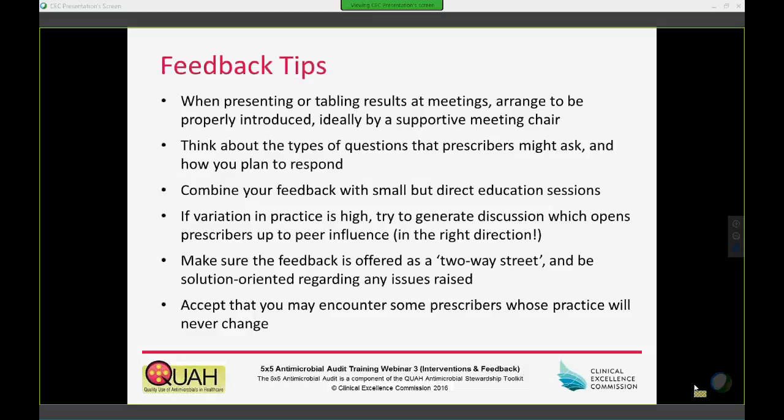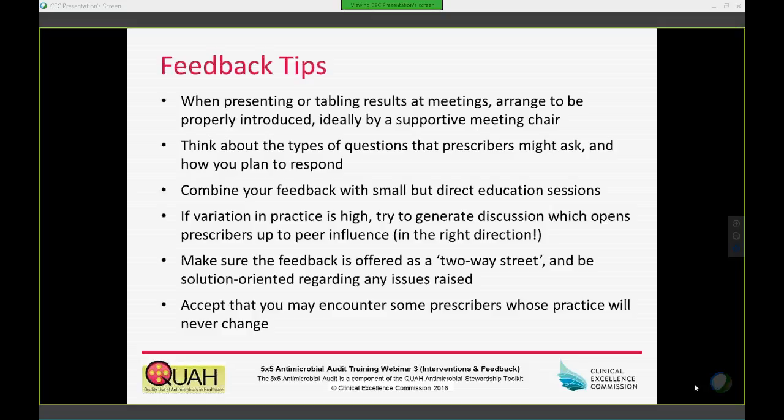Combine your feedback with small but direct education sessions. So, for example, if you find that half of all the cases of guideline non-concordance on the ward that you're auditing were cases of UTIs, you could perhaps combine that feedback with a quick tutorial about the latest evidence for managing UTIs in that particular patient population.